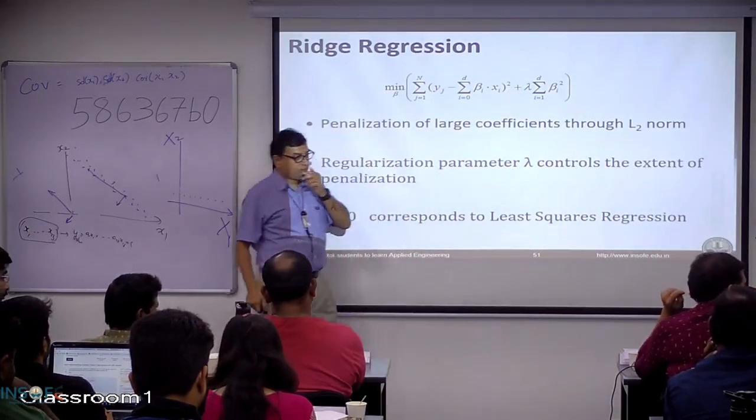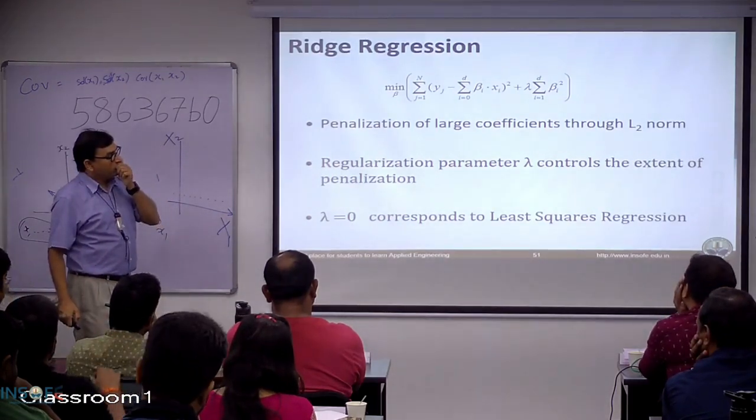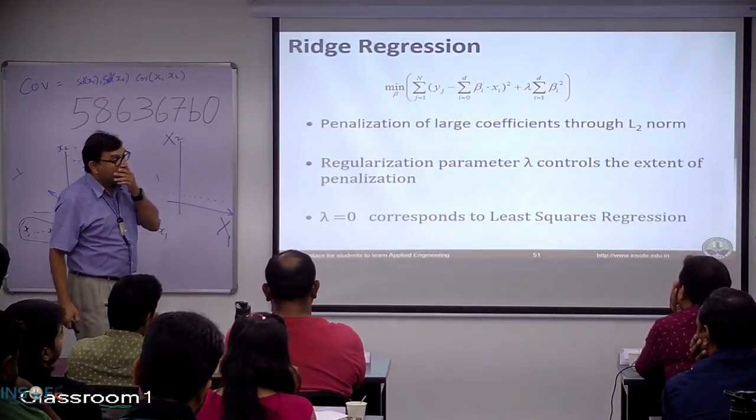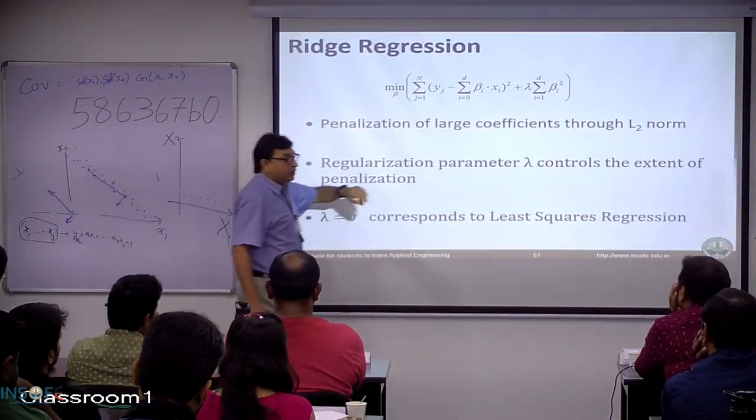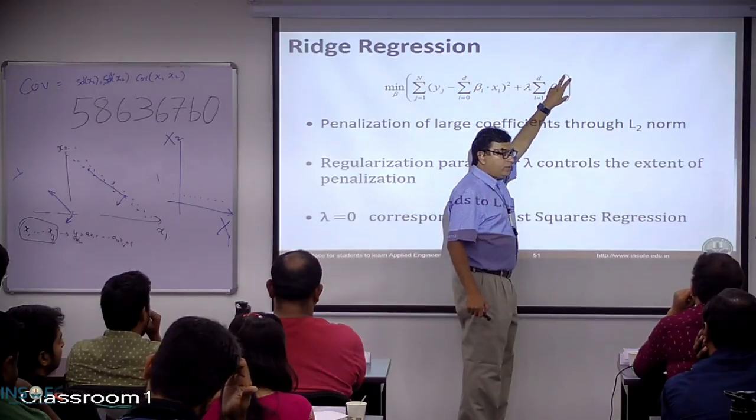Another approach we have is plus lambda times t. T is the total number of terms. That also could be minimized to get a simple model.